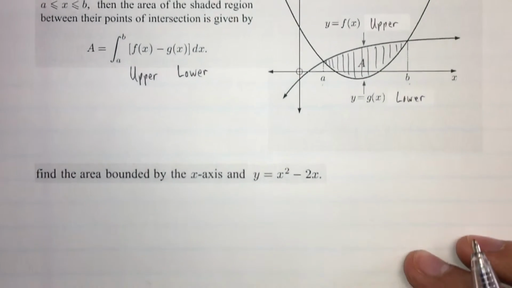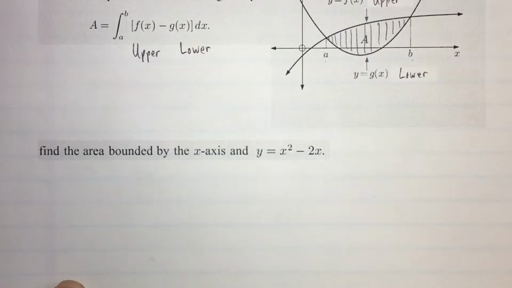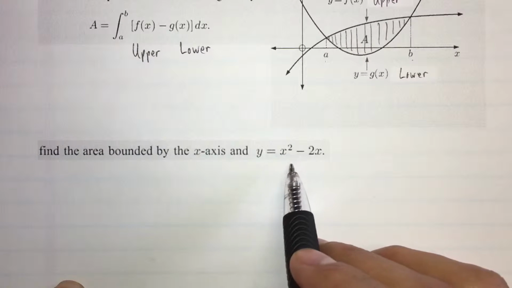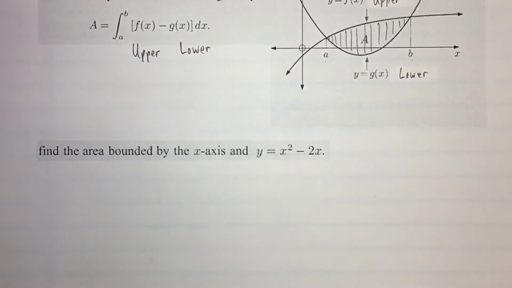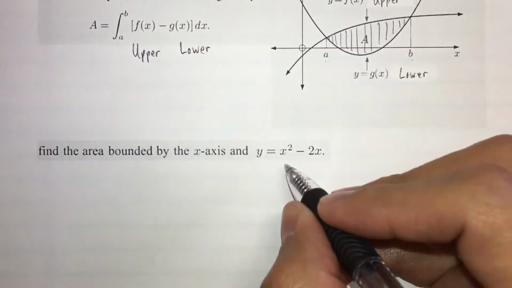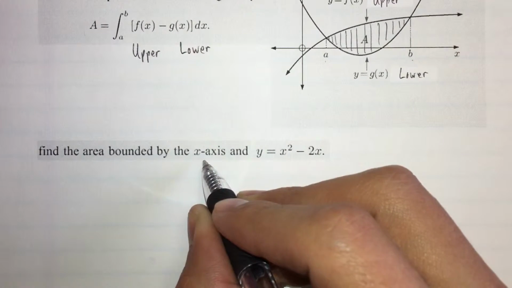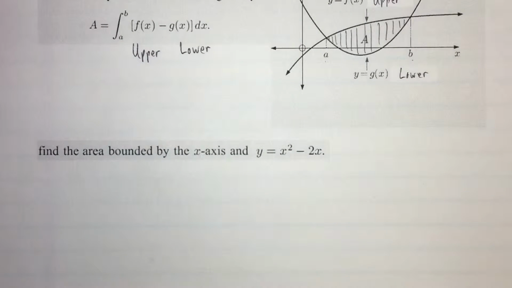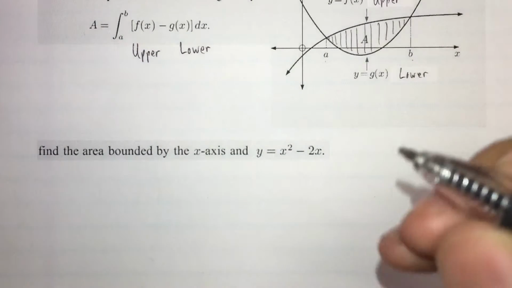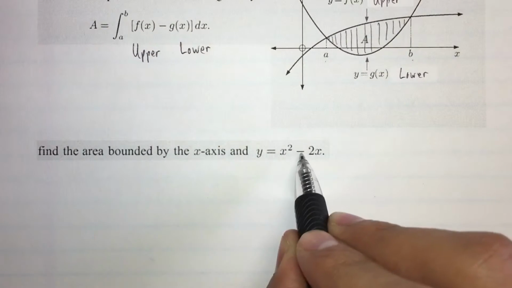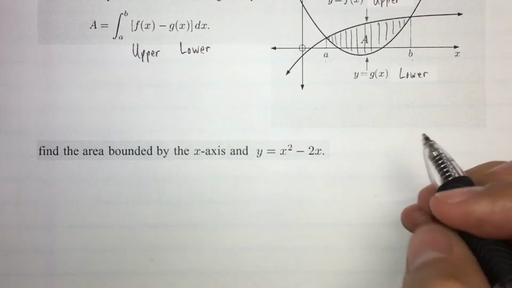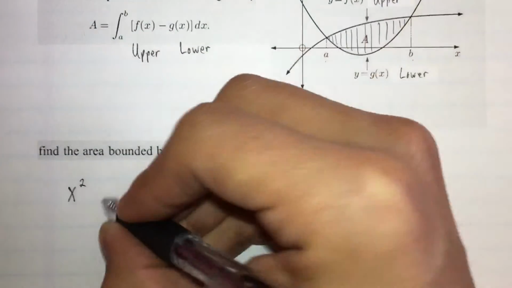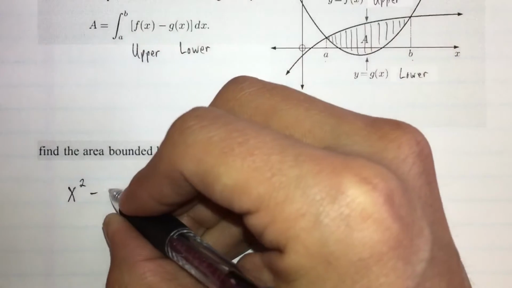So as an example, we'll try to find the area bounded by the x-axis and this quadratic, x squared minus 2x. So to do that, what we're going to first do is figure out where do the x-axis and the function intersect. What are the bounds of integration? We're going to have to solve for those. The x-axis intersections are going to be the zeros of the quadratic. So we need to find the x-intercepts.